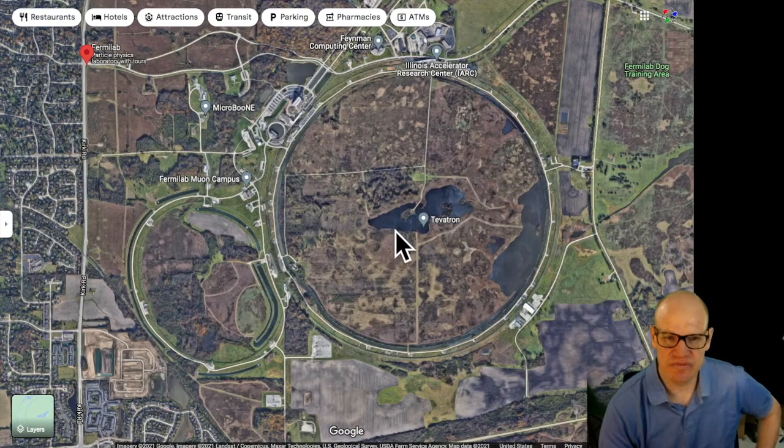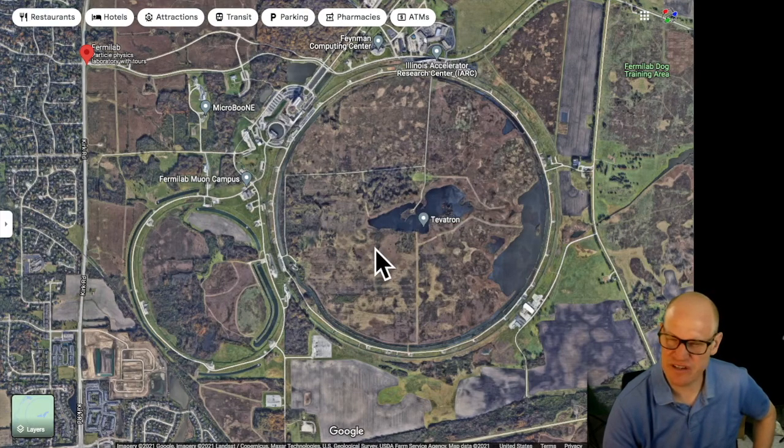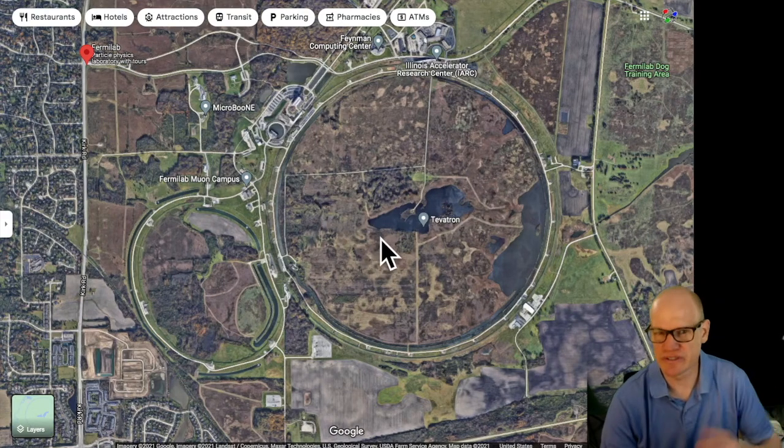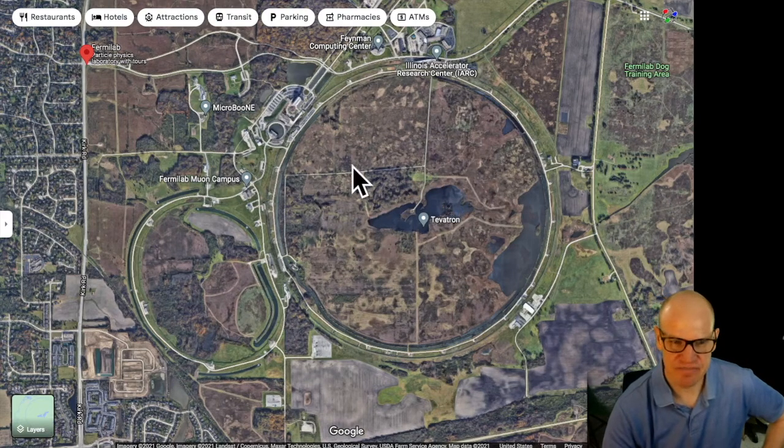It made a number of early discoveries. I think it discovered the Z quark, or I'm sorry, the Z particle, which is not a quark. They discovered the bottom quark. They did a bunch of bottom quark physics. I don't think the bottom was discovered here, although we can look that up. The top quark definitely was discovered here. That was in the 90s.